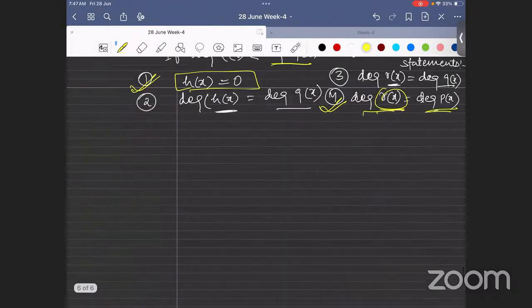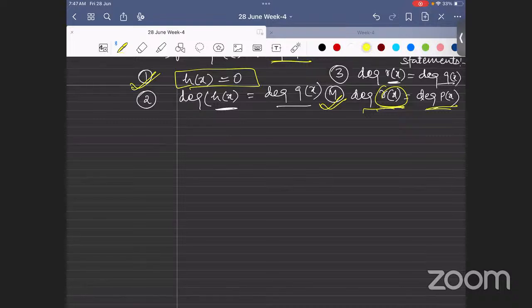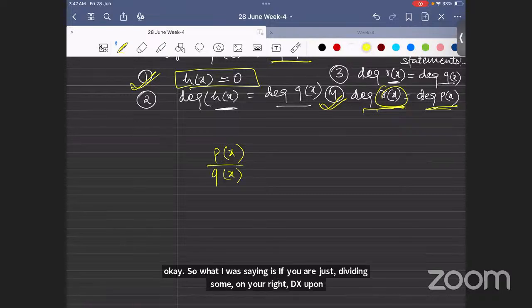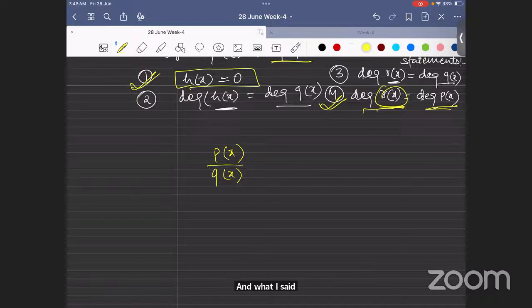Okay. So what I was saying is, if you are dividing some polynomial, right, px upon qx, what I said is, what can be the maximum degree for the remainder? If you are dividing x to the power 5, for example, x to the power 5 only.